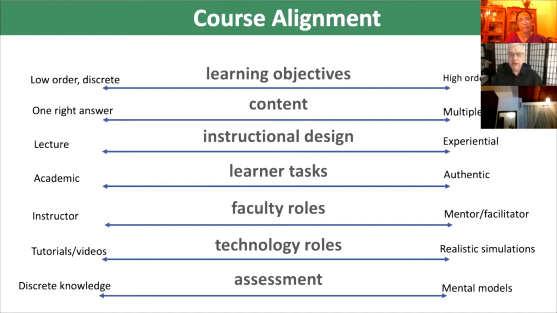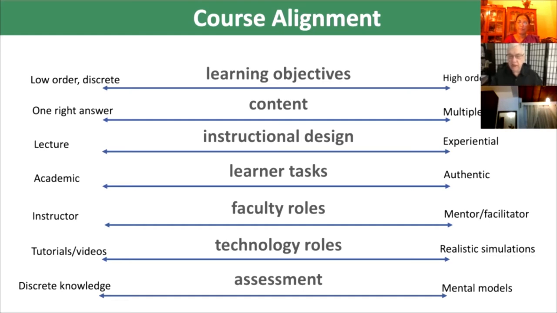And we'd want to make sure that 7 critical factors are aligned. And this is something we need to make sure is aligned in any kind of learning environment, whether it's online, whether it's blended, whether it's in a classroom. These 7 factors are absolutely critical. The learning objectives, the content, the instructional design, the learner tasks, what are the learners going to do, the faculty roles, the technology roles, and the assessment.